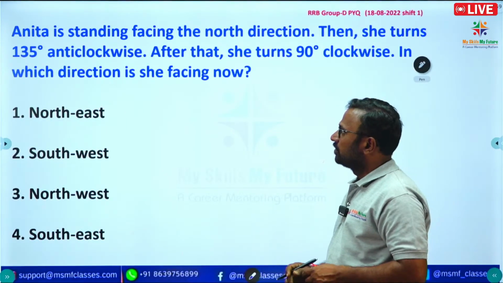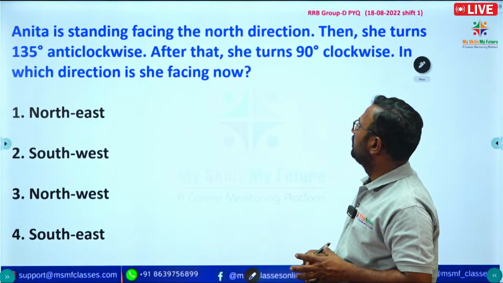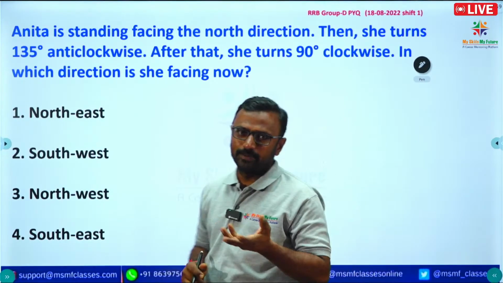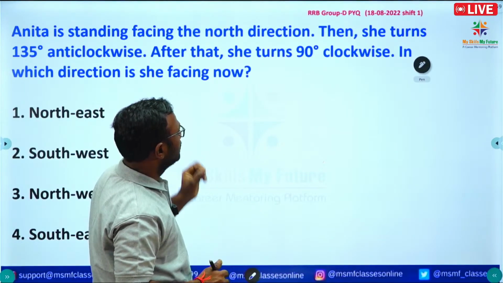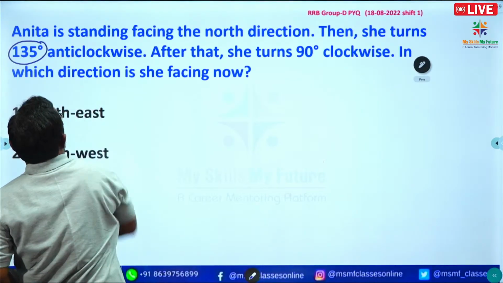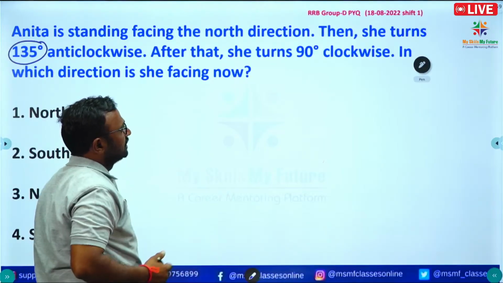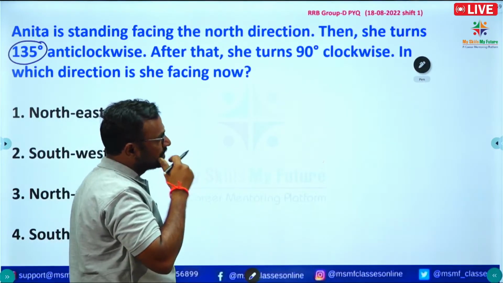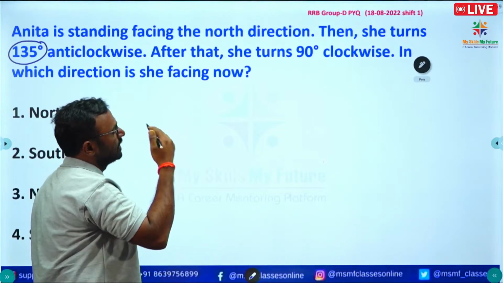See the question. Anita is standing facing the north direction. The question is based on direction sense. Then she turns 135 degrees anti-clockwise. After that she turns 90 degrees clockwise. In which direction is she facing now?